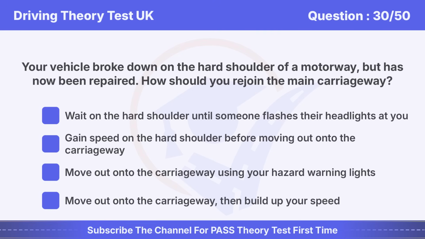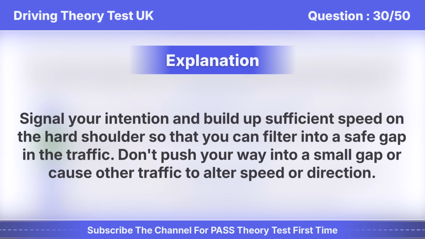Question 30. Your vehicle broke down on the hard shoulder of a motorway, but has now been repaired. How should you rejoin the main carriageway? Answer is B. Gain speed on the hard shoulder before moving out onto the carriageway. Signal your intention and build up sufficient speed on the hard shoulder so that you can filter into a safe gap in the traffic. Don't push your way into a small gap or cause other traffic to alter speed or direction.